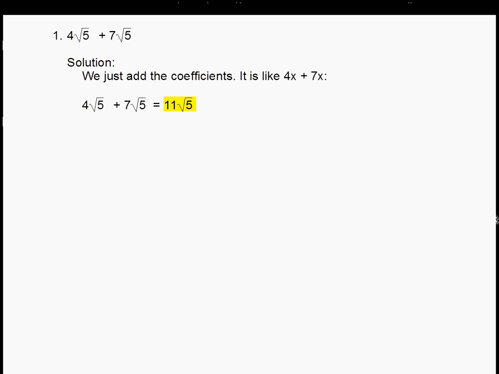Here's our first one: 4 times the square root of 5 plus 7 times the square root of 5. It's kind of like you had 4x plus 7x. It's supposed to make you think 4x plus 7x. So you just add the coefficients. So I'd have 11 square root of 5, and that's your final answer.